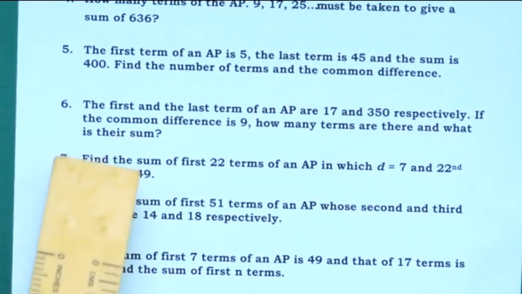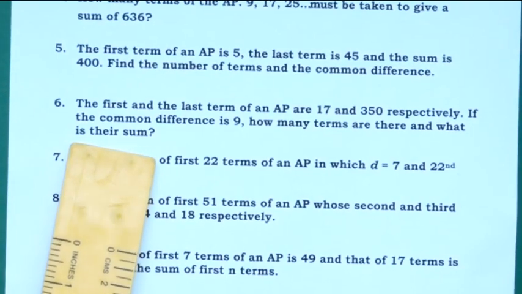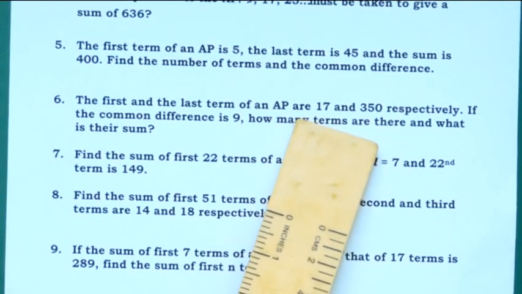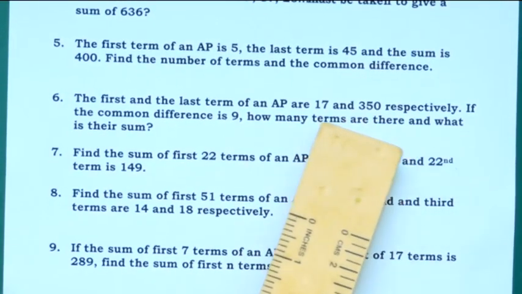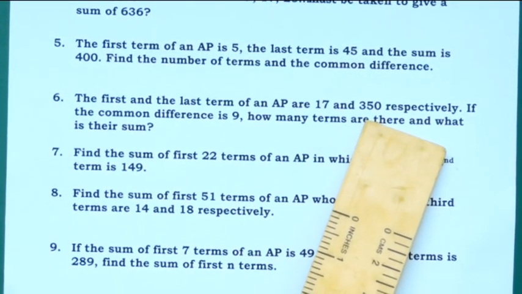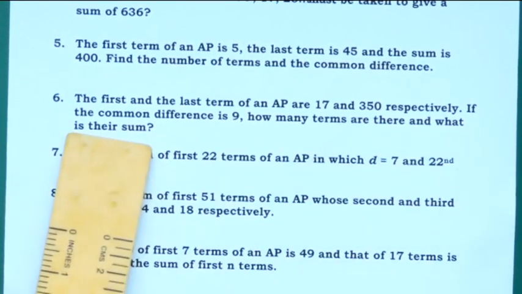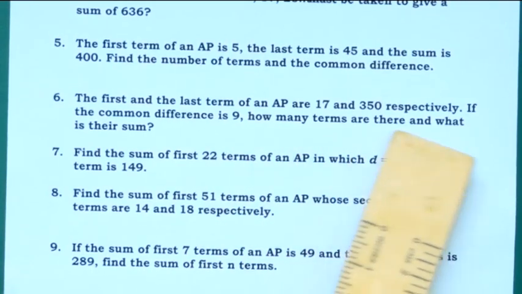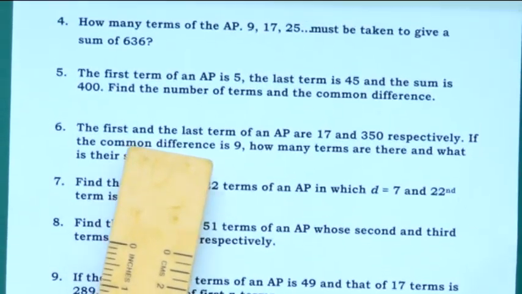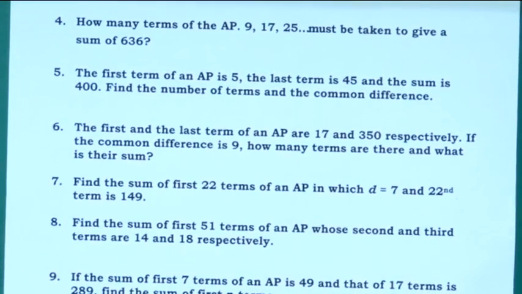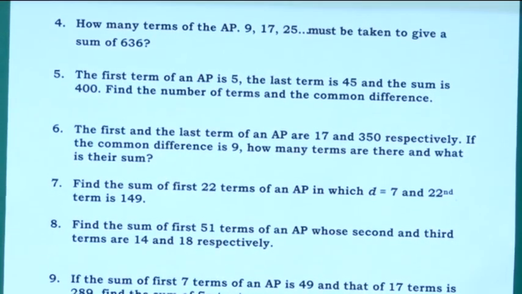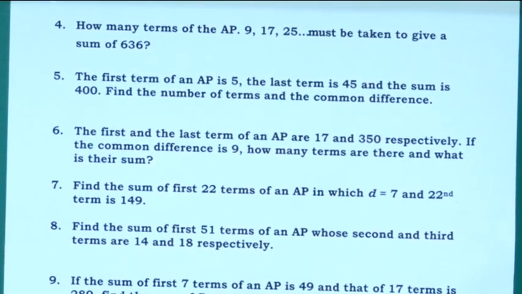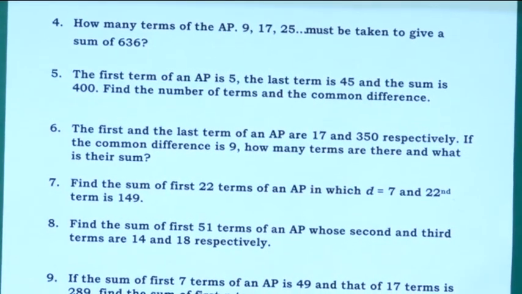I pass on to the sixth question, children. The first and the last term of an AP are 17 and 350. First term means a is 17, last term means l, 350. If the common difference is 9, so d is given. How many terms are there and what is their sum? So you have to find the sum here. First we should find n, how many terms are there, then we should go for the sum. So I will do the solution for the sixth question now.